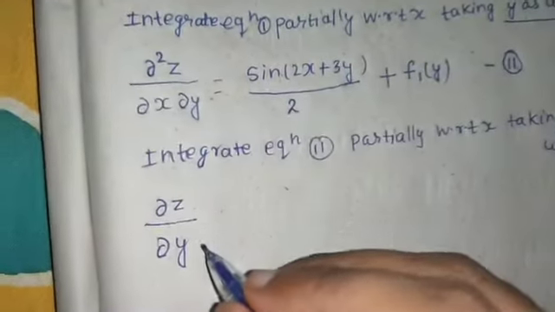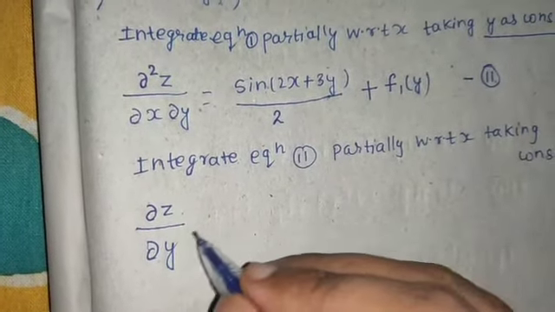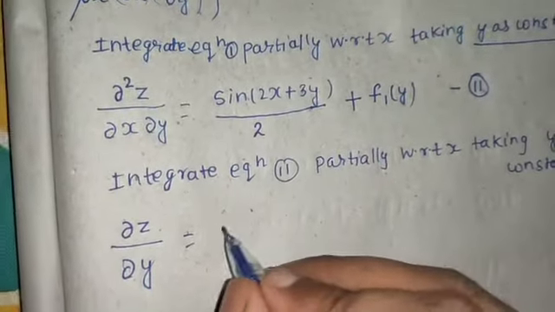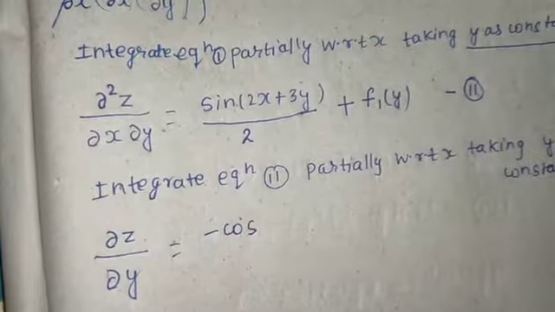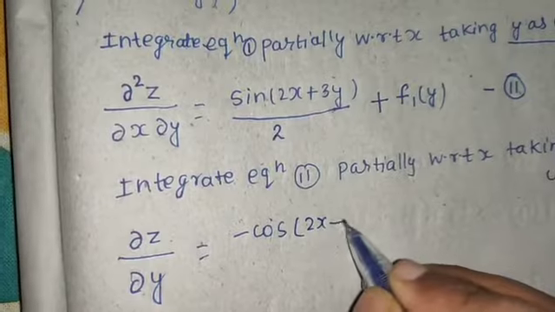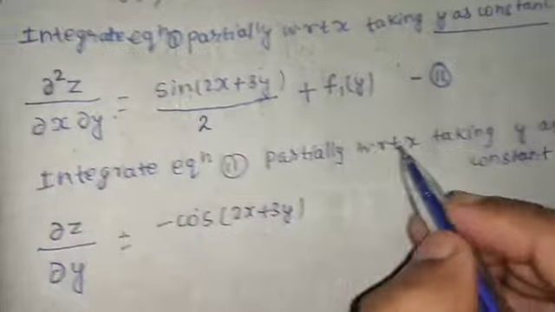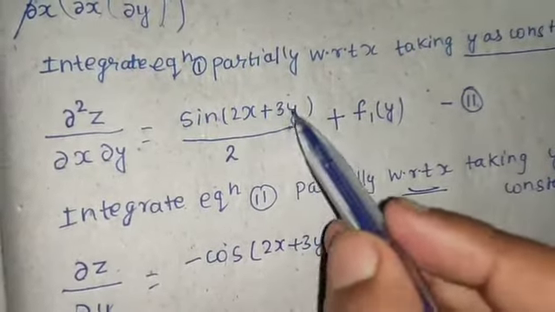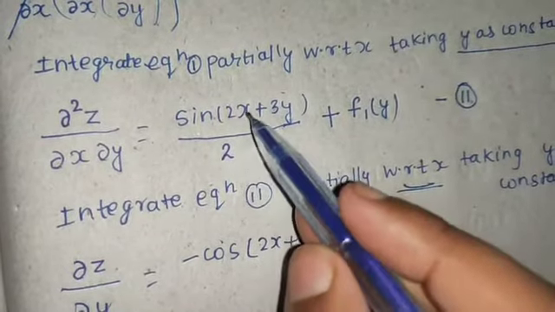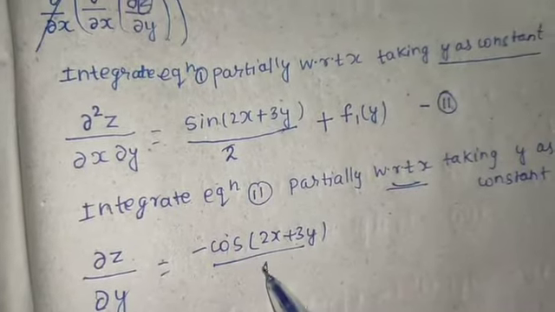Okay, now this got removed, so you are left with del z by del y. You have just integrated both sides, so integration of sine is nothing but minus cos 2x plus 3y. Now because you are doing it with respect to x, this y will be treated as constant, so again you have to divide by 2, because the derivative of 2x is 2. 1 by 2 was already there, so 2 into 2 will get 4.